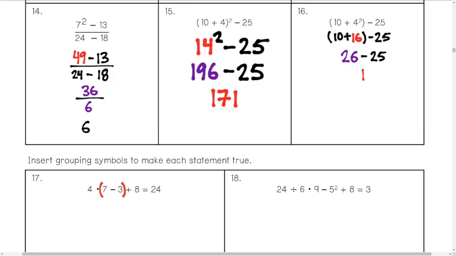Alright, 18, same type of thing. You're going to go ahead and test out the parentheses and try different places for where they need to go to get an answer of 3. If you've tried that, then you should notice that the parentheses should go here, where we have 5 squared plus 8, and that will give us a final answer of 3 when we do the order of operations.